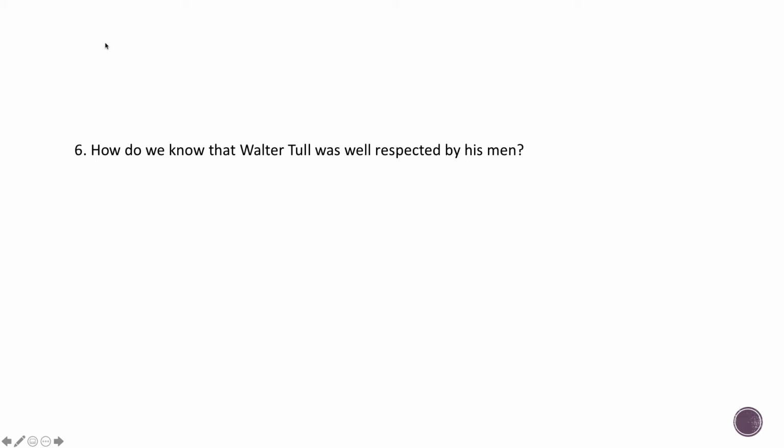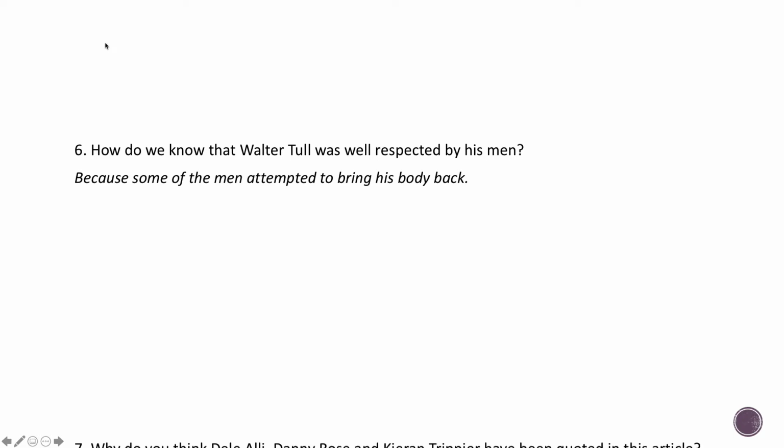Okay, and question 6, you need to read a little bit for this one. How do we know that Walter Tull was well respected by his men? As it says in the text, some of the men, or one man in particular, attempted to bring his body back so he could have a proper burial. So obviously he realised the importance of returning, or wanted to return, Walter's body in order to have a proper burial. Although sadly he wasn't successful in that.